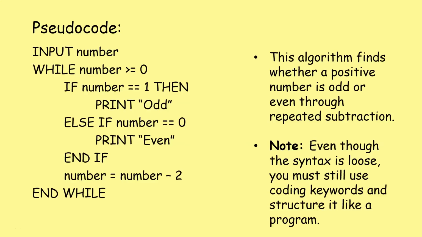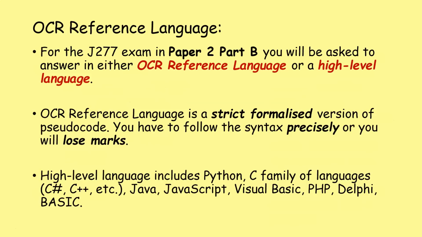It looks kind of like computer code, it's just a bit simplified. Similar to pseudocode, but different, is the OCR reference language. For the J277 exam syllabus, in Paper 2 Part B, you'll be asked to answer coding questions in either the OCR reference language or a high-level language that you've studied.